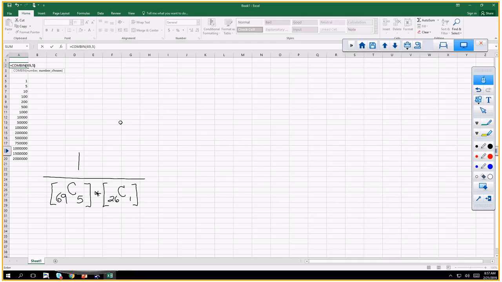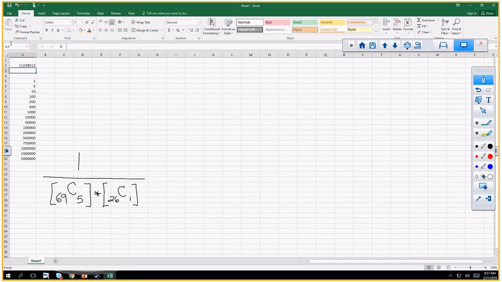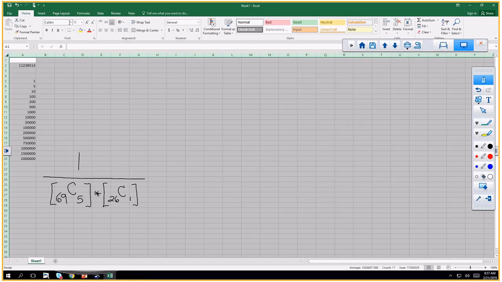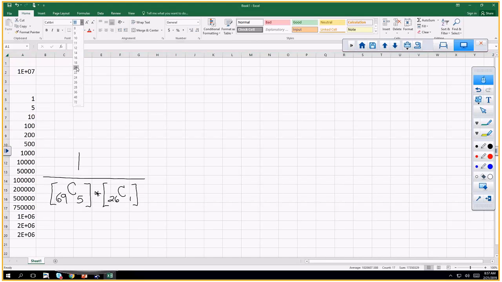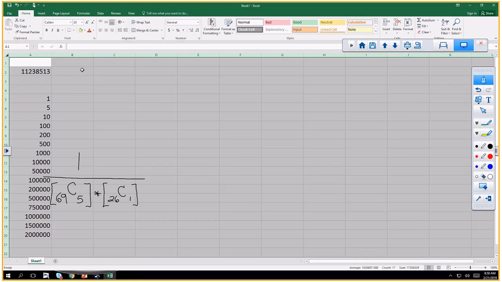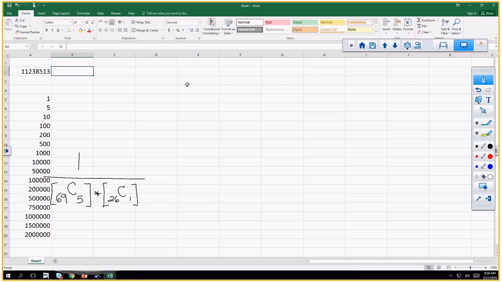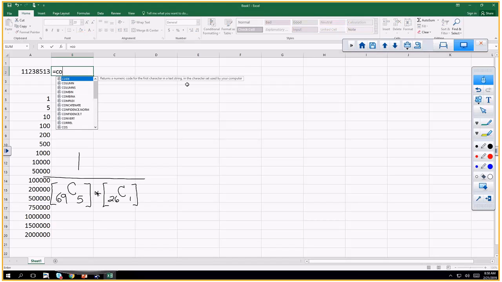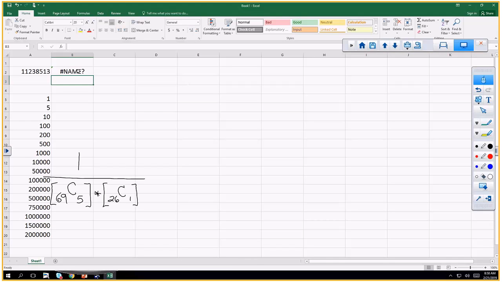Everybody with me? There's that number. I'll blow these up a little bit so all y'all can see, because I'm going to tell you a story here in just a minute. There we go. And then what's the other? The other is 26, so equals COMBIN, C-O-M-B-I-N, parentheses, 26, comma what? 1, which would be 26.